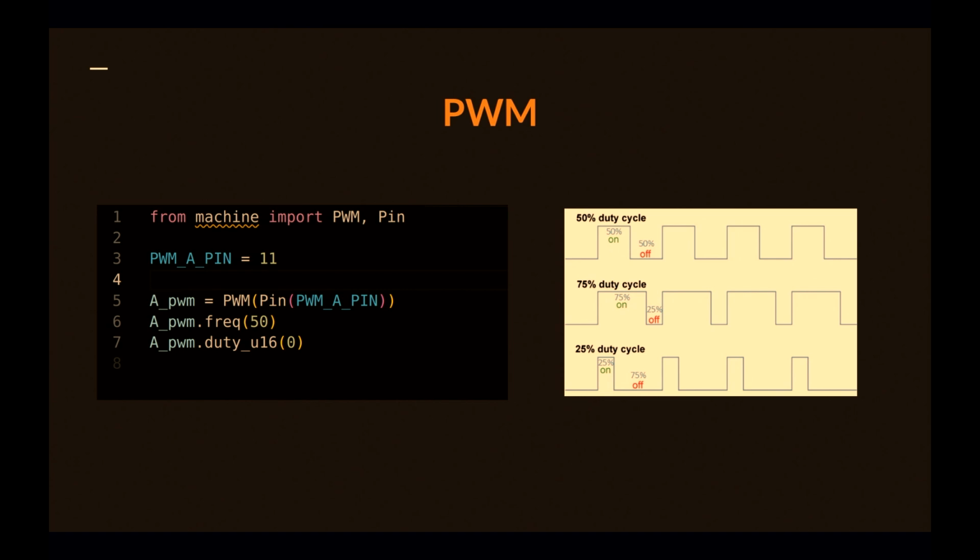So 50% of duty cycle means that we will have 50% 1 and 50% 0. 75% means that we will have 75% of time logical 1. But in MicroPython, we don't set percentage. Instead of that, we have 2 bytes. 2 bytes is this U16, it's 16 bits, and the value is 65K something. So we have a better resolution to set up our duty cycle.